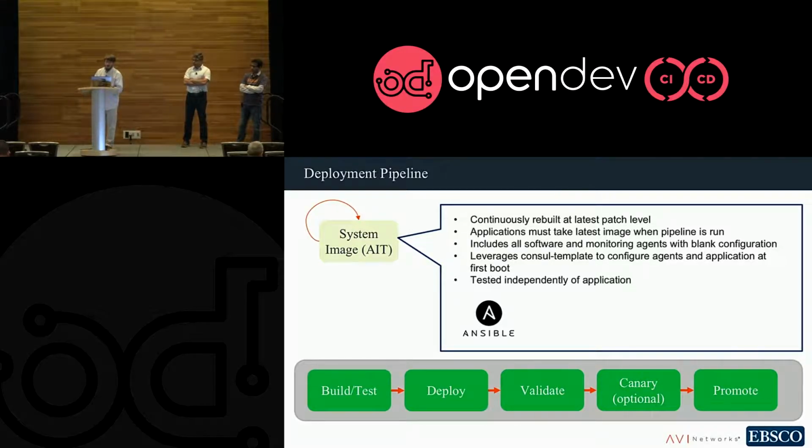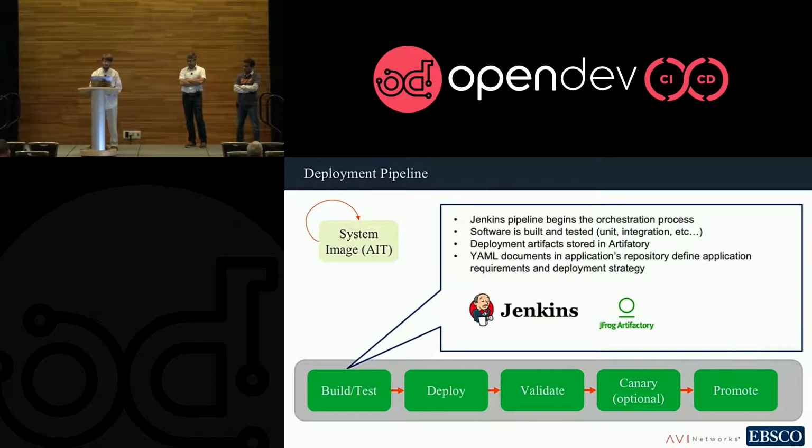This includes all the software monitoring agents, everything in there with a blank configuration. We basically spring load that image with a Consul template and basically say when this is provisioned in this environment, it gets what environment it's in, where it is, pulls in all its configuration, wires up all the agents, everything that needs to go, and then it's all set. And this is tested also independently of the application. So all those agents that I spoke of have their own tests to make sure that their files are rendered appropriately and they do what we expect them to do.